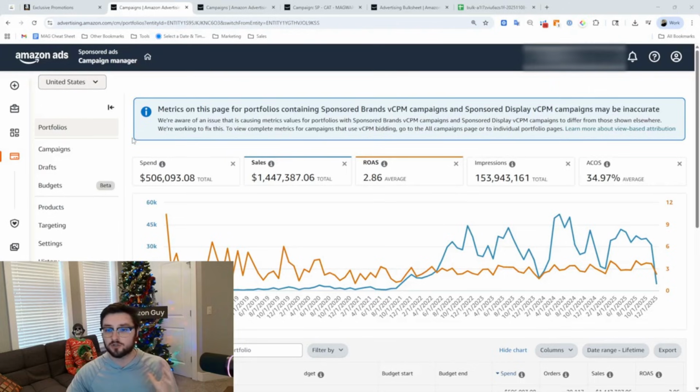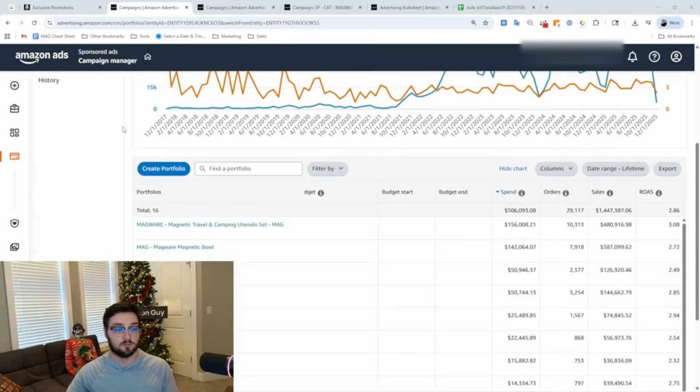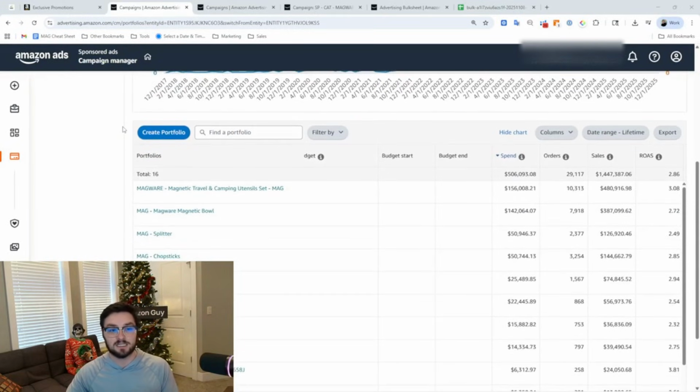So without further ado, we have this ad account. And the very first thing I want to go over is portfolios. So what is a portfolio? Well, essentially a portfolio is just a structure for having a ton of different campaigns in one place. So rather than just looking on individual campaign level, you likely are creating more than one campaign per ASIN.